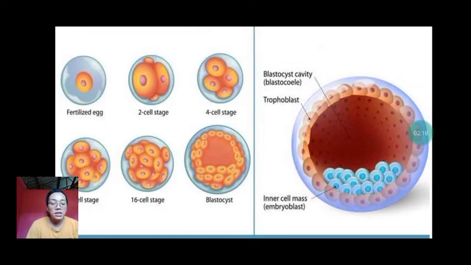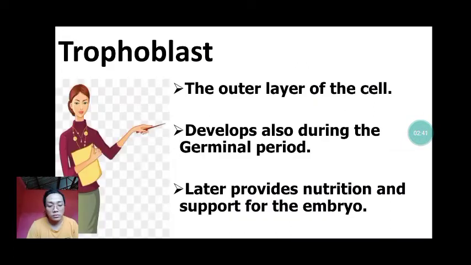So, ang blastocyst gitawag na siya og blastocyst kung mabuo na tong zygote. Kung naanay mabuo, mao ni siya ang inner layer of cells that develops during the germinal period and develops later into the embryo. Okay, guys. So, mao ni siya ang trophoblast. Mao ni ang outer layer of the cell during the germinal period, which later provides nutrition and support for the embryo. Okay?